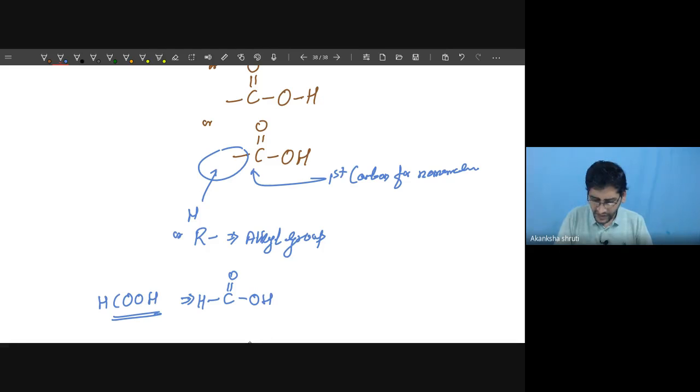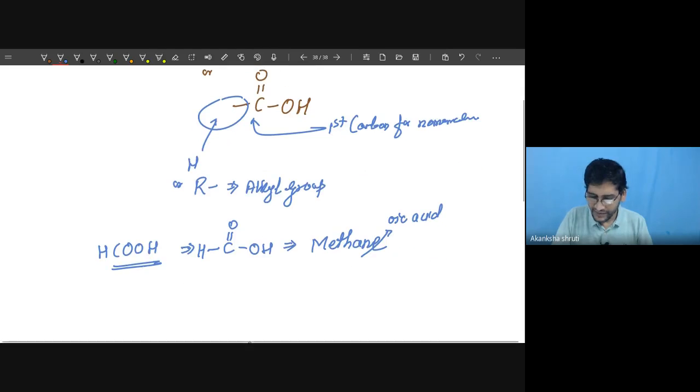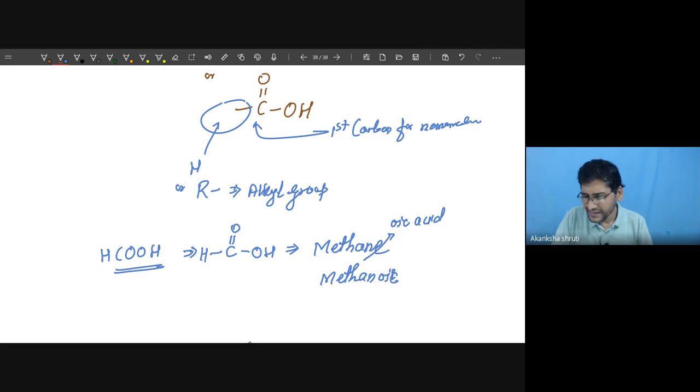COOH. How many carbons? One carbon. So the name: methane. From this E you have to drop and you have to add oic acid. So the name will be methanoic acid. Okay, student? Ic and acid, there is a gap. Okay, it is like this one.